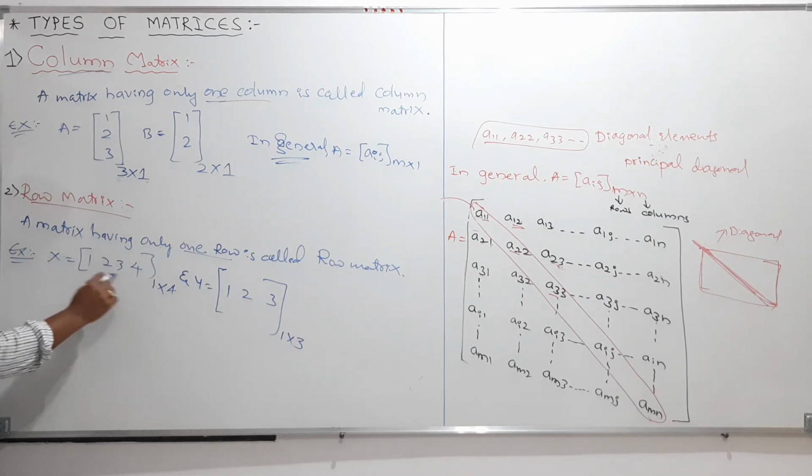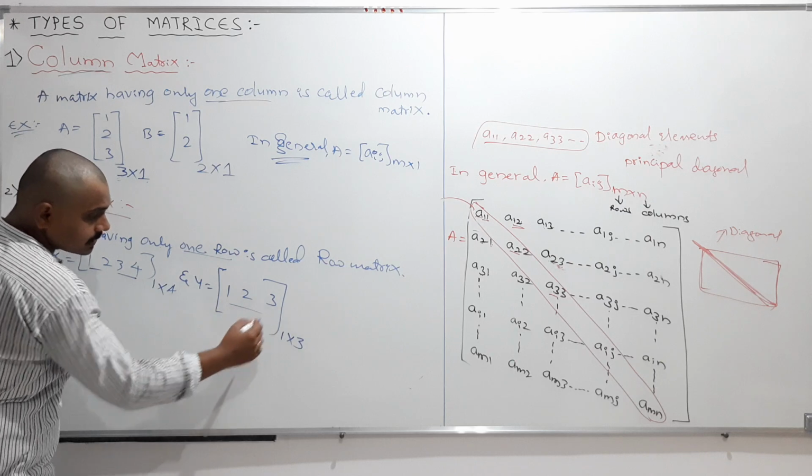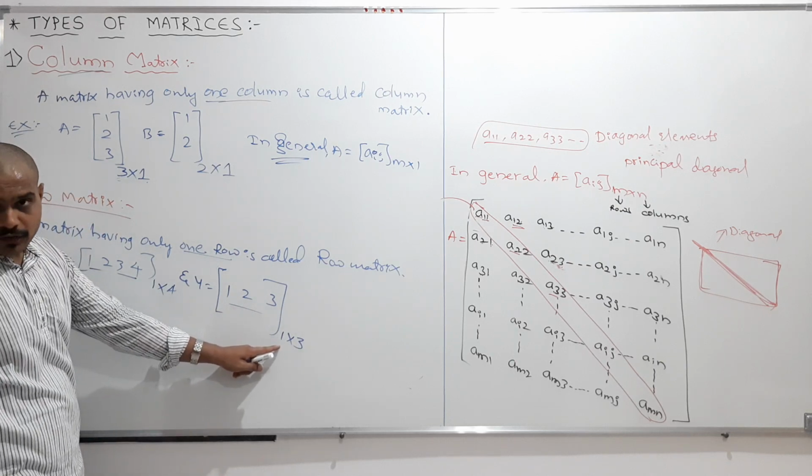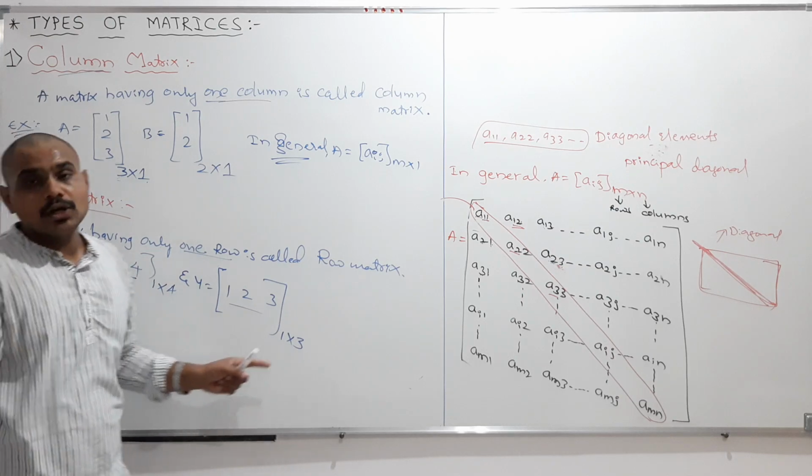In this matrix, there is only one row, therefore this is the row matrix. This is also a row matrix because it contains only one row. So a matrix having only one row is called a row matrix.